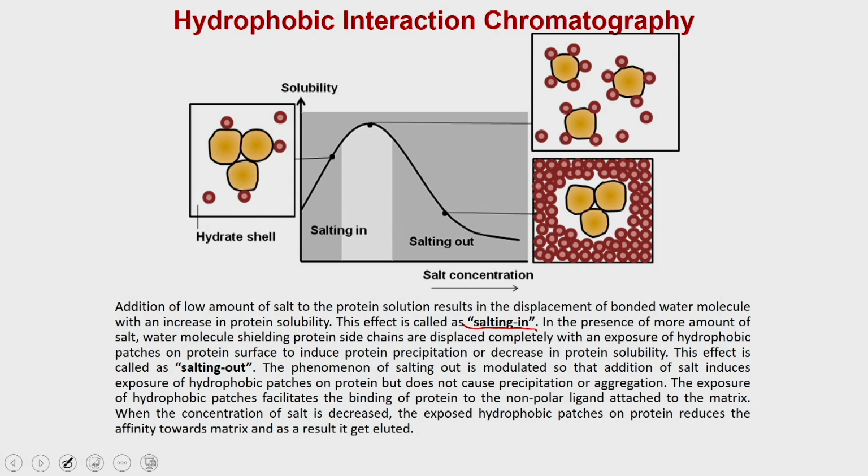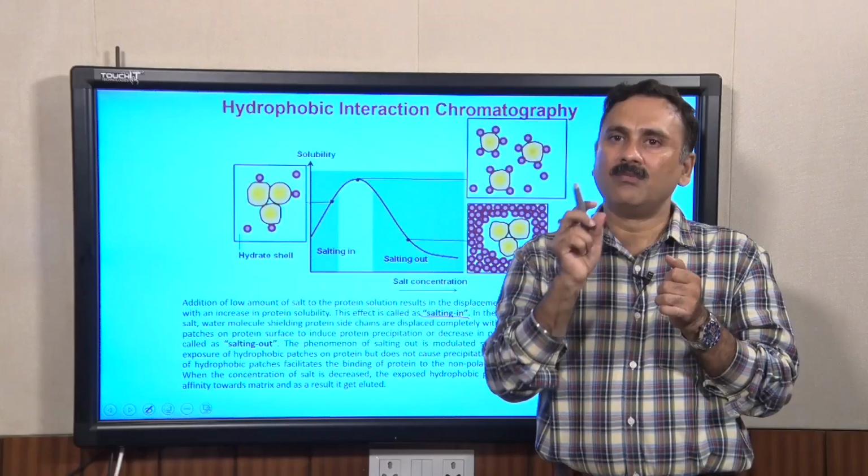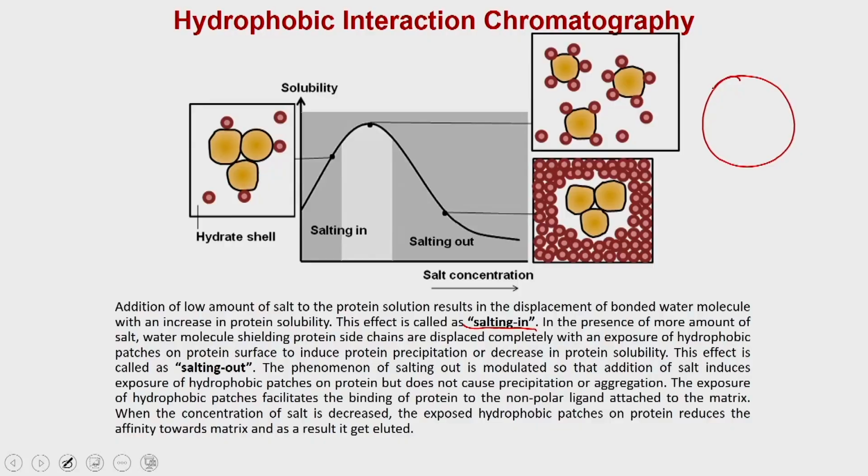But if you increase the salt beyond that point, it starts removing the water which is protecting the hydrophobic patches present in the protein, and as a result the hydrophobic patches are exposed, partially or fully. In these conditions you can use hydrophobic interaction chromatography, because now the hydrophobic patches are exposed and you can use a matrix which has hydrophobic groups attached to it, and then the protein is going to bind.